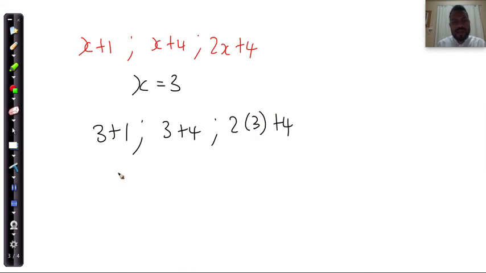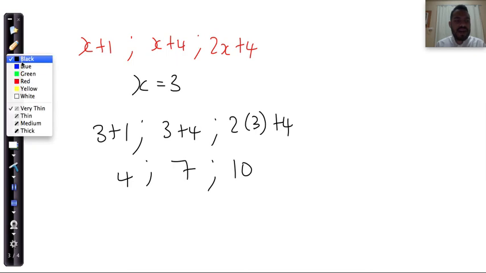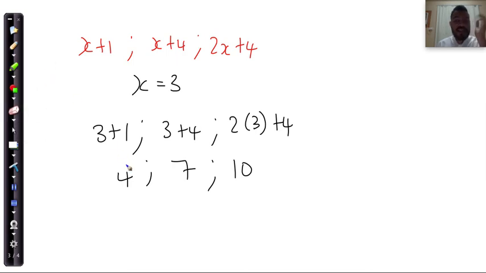And what do I get? I get 4, I get 7, and I get 2 times 3 is 6, 6 plus 4 is 10. And now I can test to see whether I actually get an arithmetic sequence. So I got 4 and 7, that gives me 3, and 7 and 10, that also gives me 3. At this point I can now say, perfect. This value of x actually yields an arithmetic sequence.